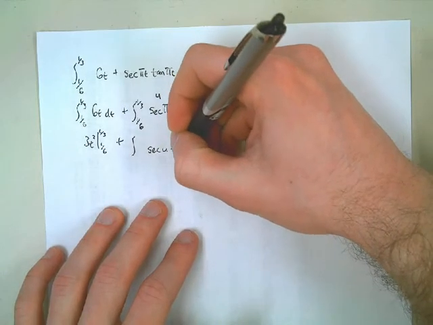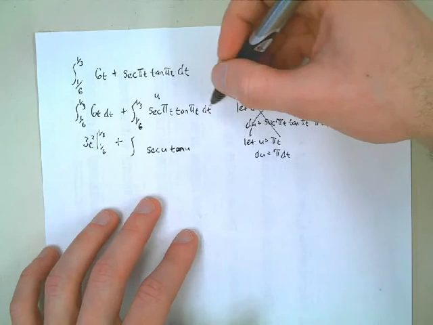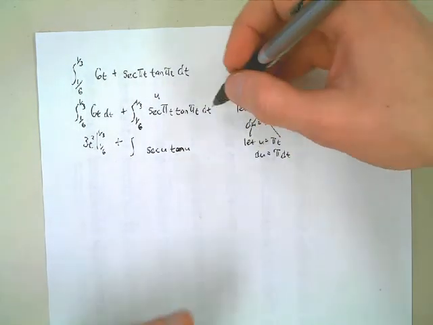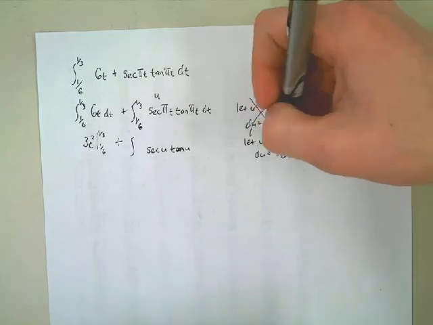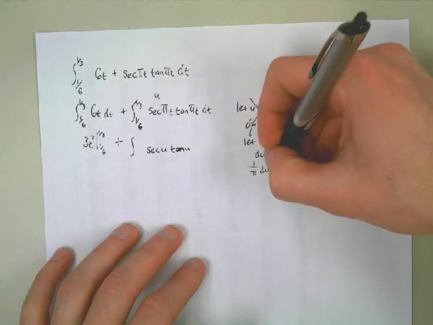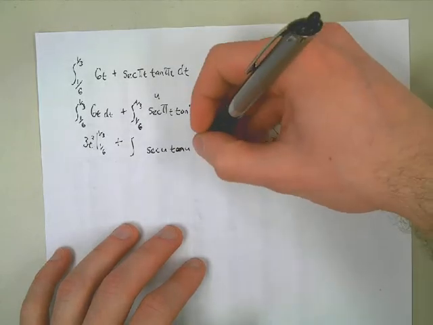Okay, secant u, tangent u. We don't have pi dt though, right? We just have dt. So I have to divide both sides by pi, so it's 1 over pi du equals dt. So I have dt here, and the 1 over pi goes out front.